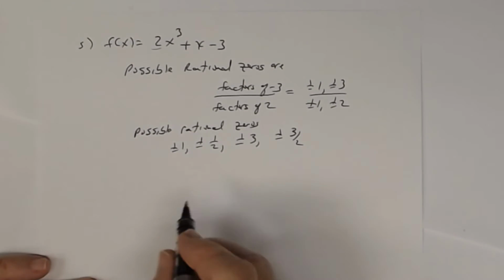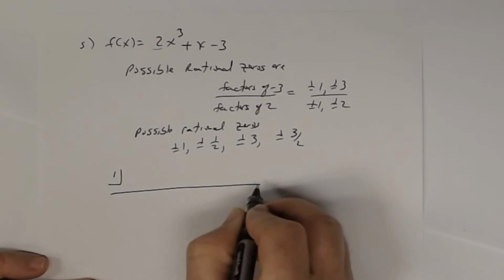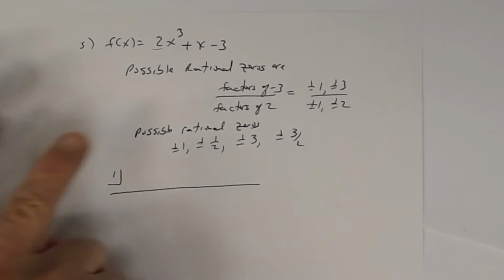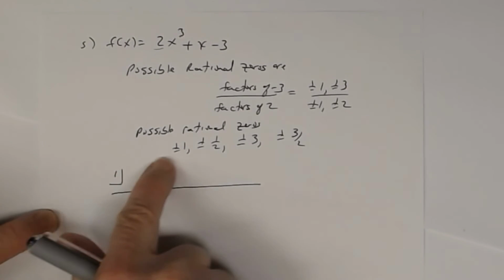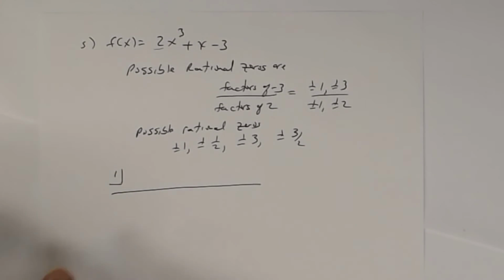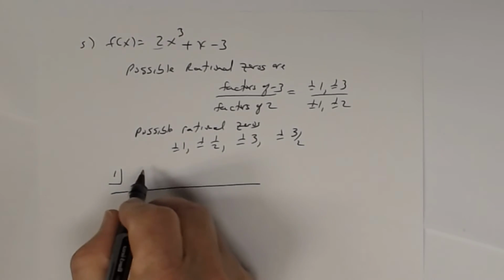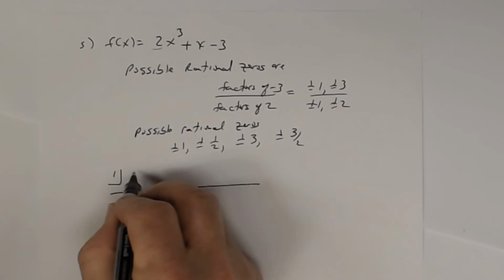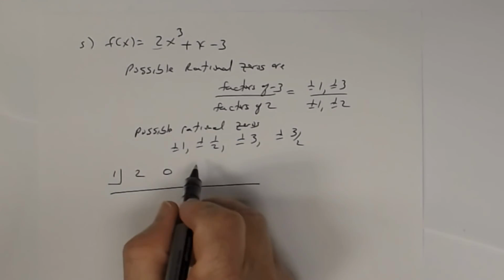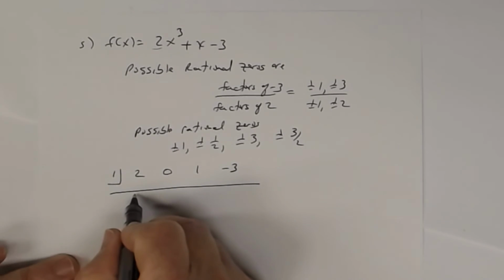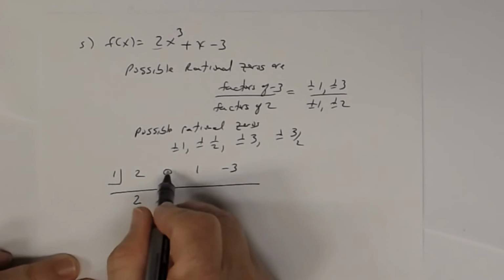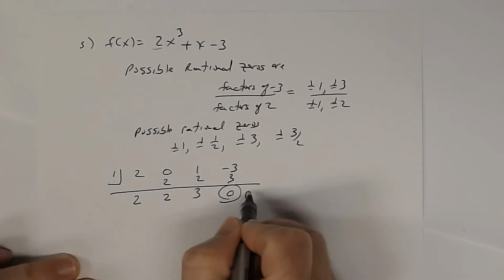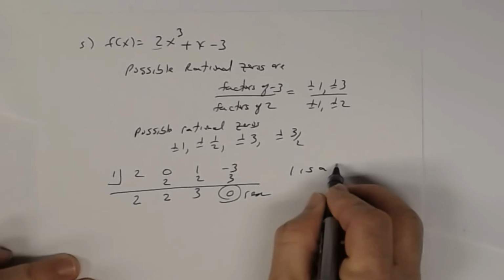All right, so let's try 1 first. Using synthetic division, let's see if 1 is a zero. Notice in all our problems so far, in all those 3 lessons that dealt with the cubic functions, you had one rational zero that worked. You just had to find it. Notice I am missing a term, I'm missing x squared, so don't forget you have a 0 here. So 2, 0, then 1, then negative 3. Bring down the 2. 1 times 2 is 2. Add, you get 2. 1 times 2 is 2. Add, you get 3. 1 times 3 is 3. And notice you get a remainder of 0. So that means 1 is a zero.